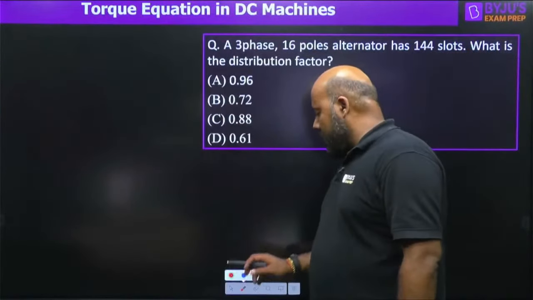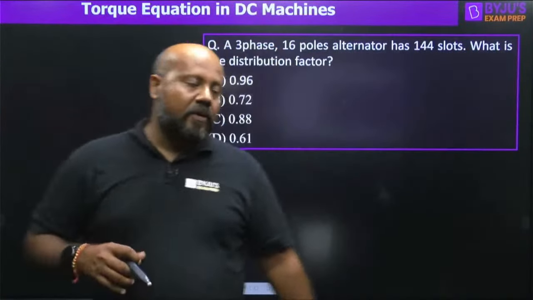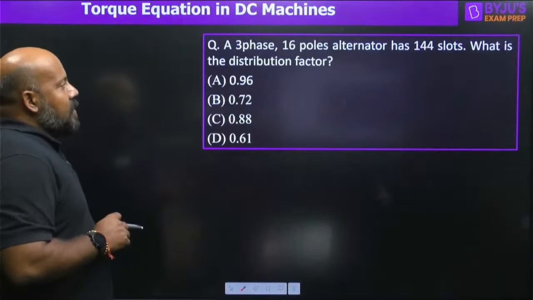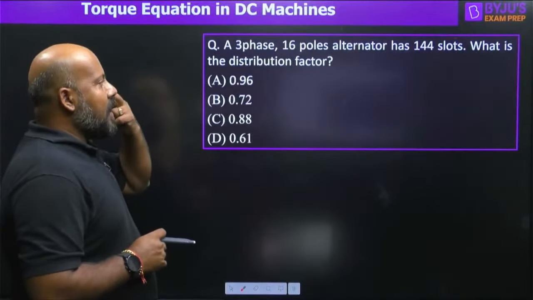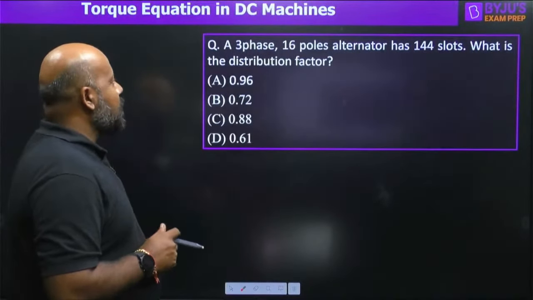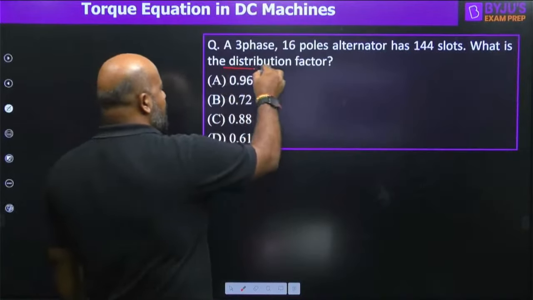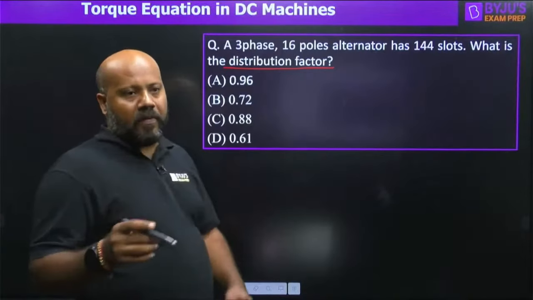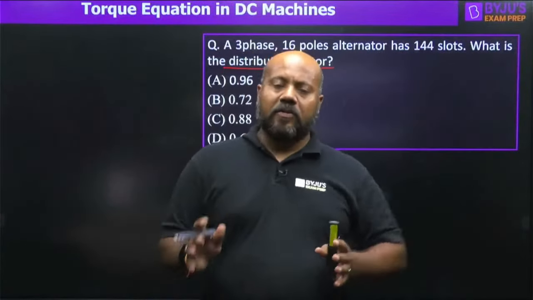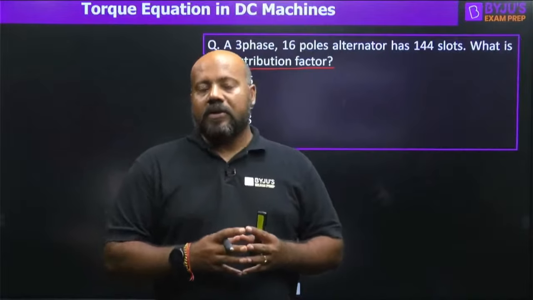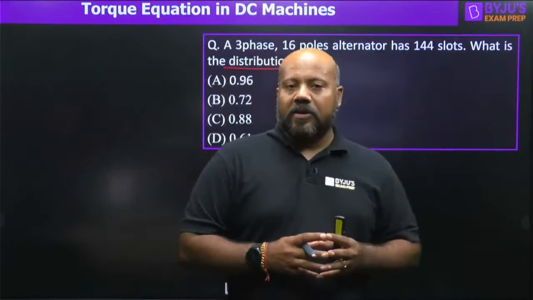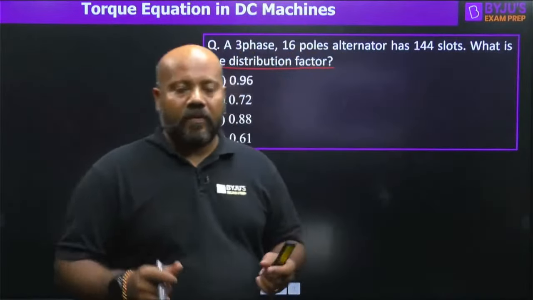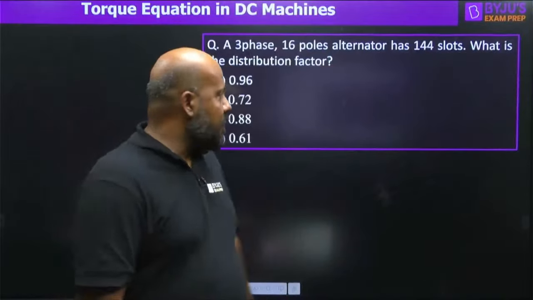Let us start with the first question. The first question talks about, for a 3-phase 16 poles alternator having 144 slots, what is the distribution factor? Before we talk about this, let me give you a brief idea about the synchronous machine, especially the synchronous generator, related to its construction, so that you are able to follow what we are going to discuss in today's session.